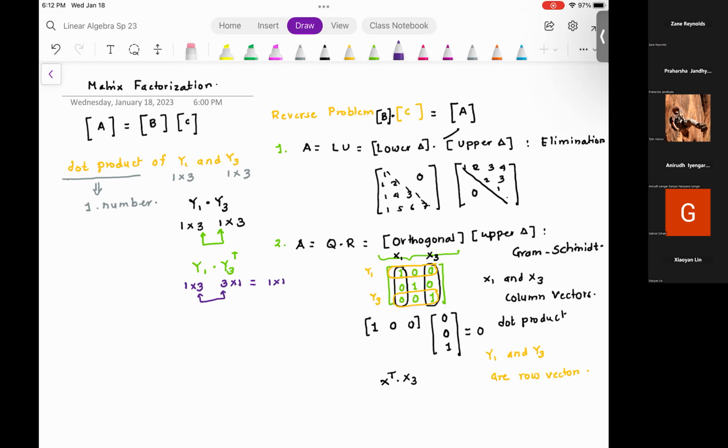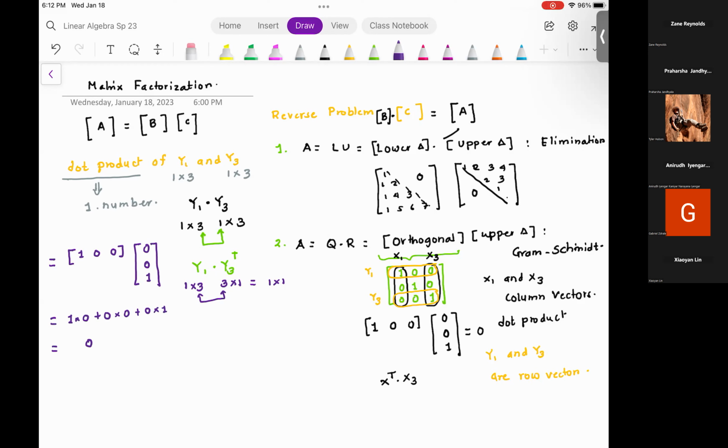So this is the dot product. If I take the dot product, I need to have y1, which is 1, 0, 0, transposed with 0, 0, 1. And then the resultant is 1 times 0 plus 0 times 0 plus 0 times 1. So the dot product of these two vectors is 0.